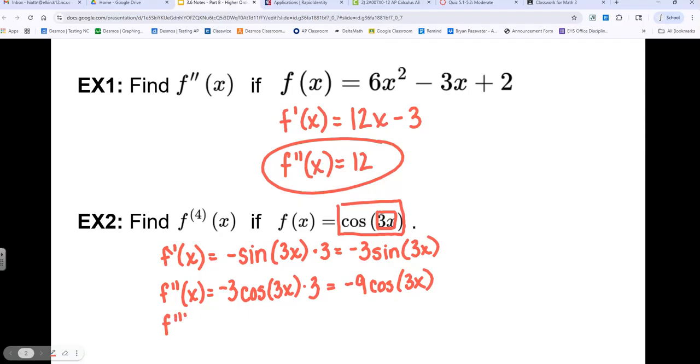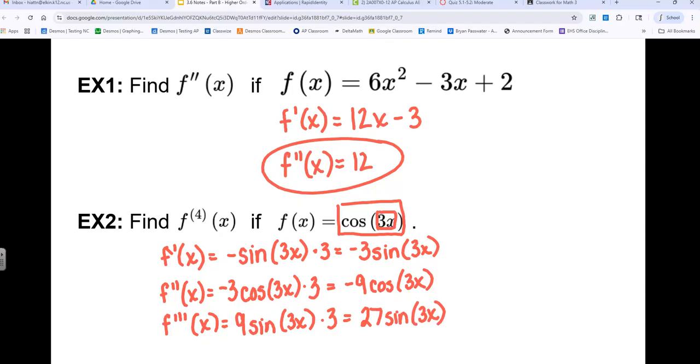F triple prime here. We're going to have the derivative of cosine would be negative sine. That negative is going to turn that 9 to a positive. So we'll have positive 9 sine of 3x. But again, we've got to multiply by the derivative of the inside, so we're multiplying by 3. So we get 27 sine of 3x.